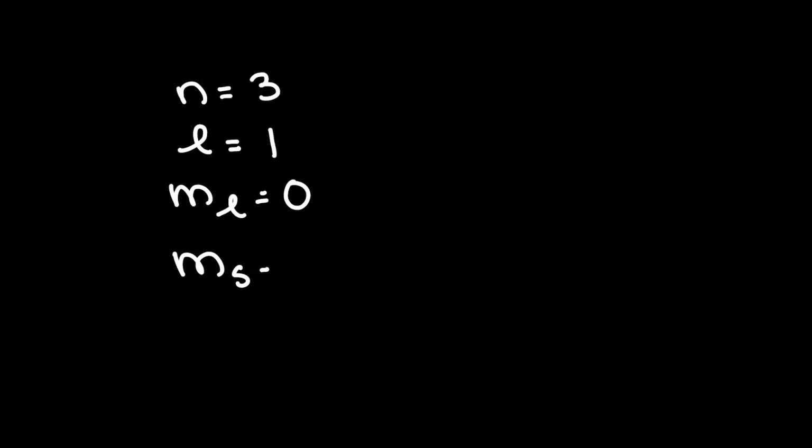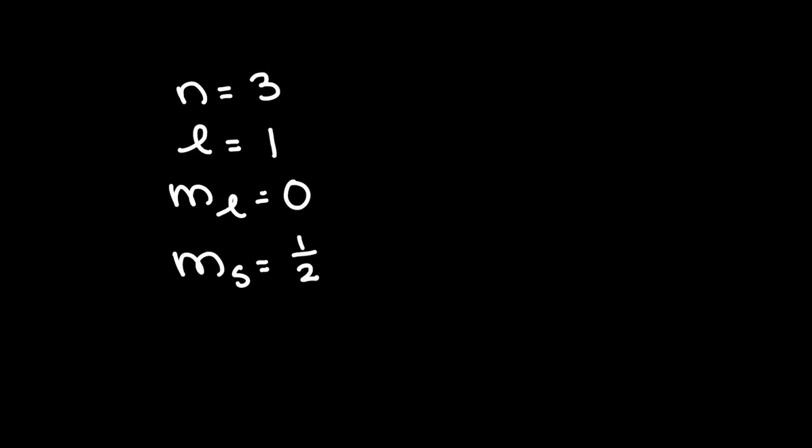Now we're going to do the exact same thing we just did, except in reverse order. So let's say we have n equal to 3, l is equal to 1, m sub l is equal to 0, and m sub s is equal to 1/2.